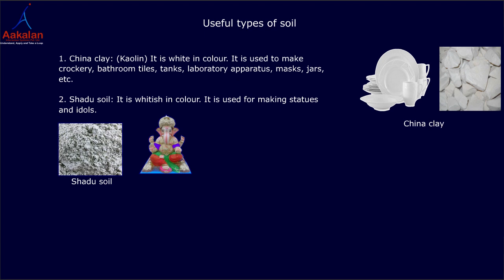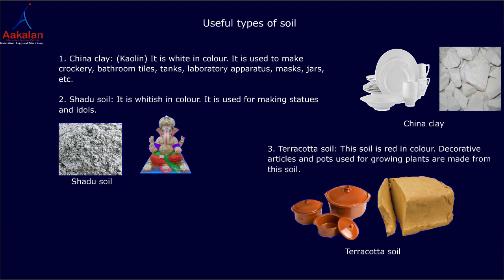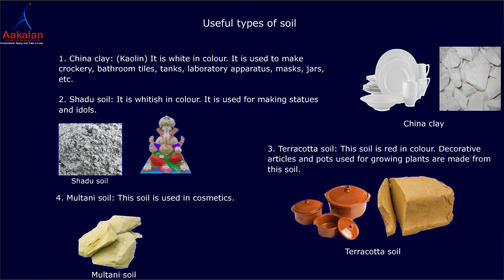Shadow soil. It is whitish in color. It is used for making statues and idols. Terracotta soil. This soil is red in color. Decorative articles and pots used for growing plants are made from this soil. Multani soil. This soil is used in cosmetics.